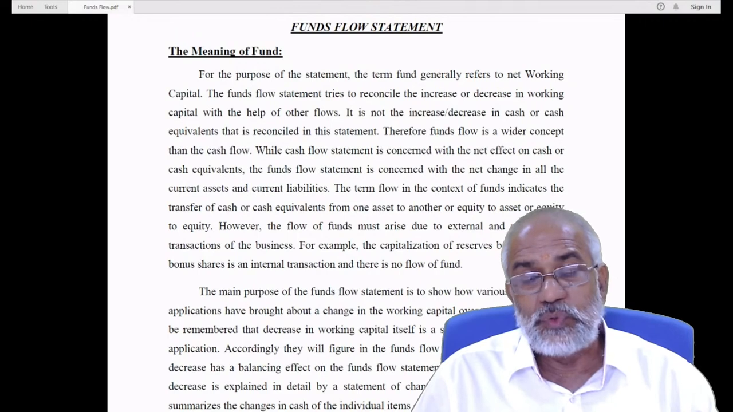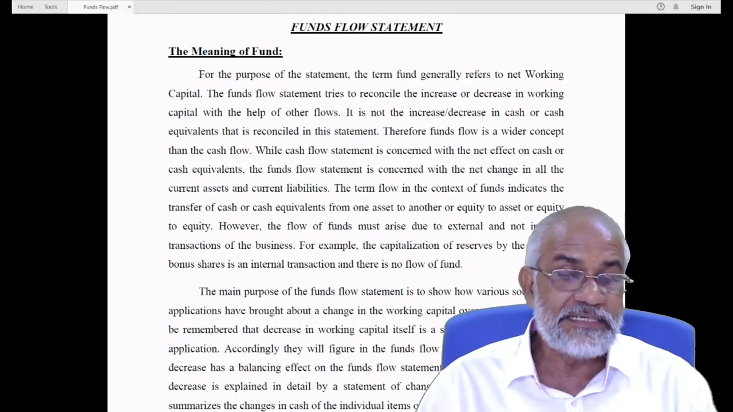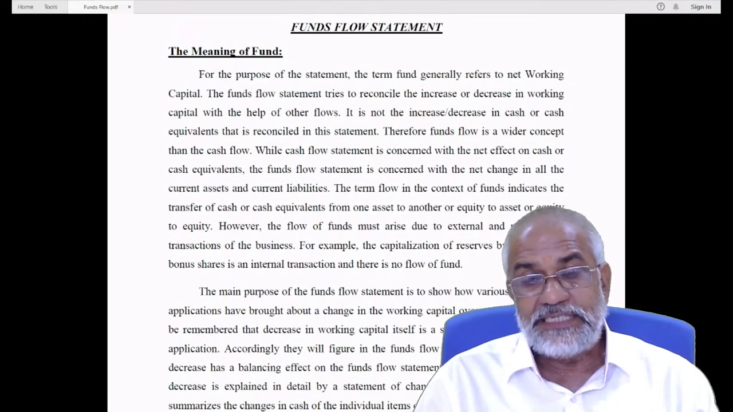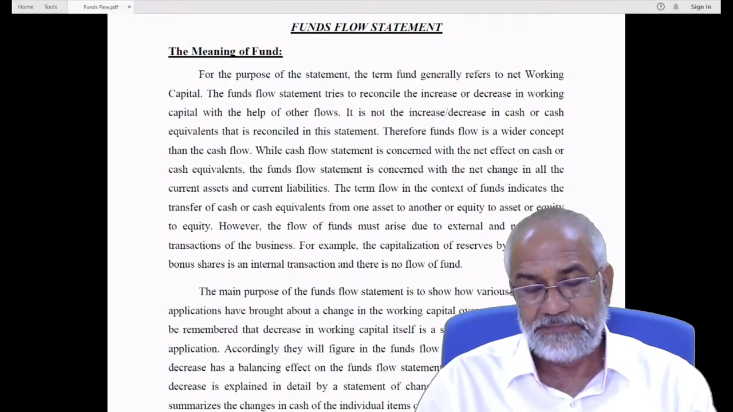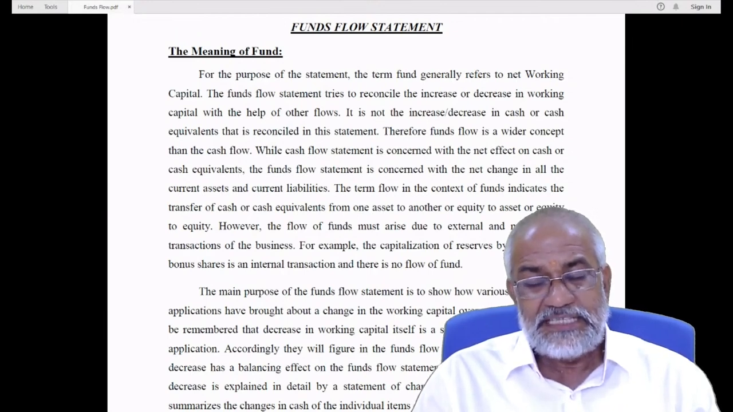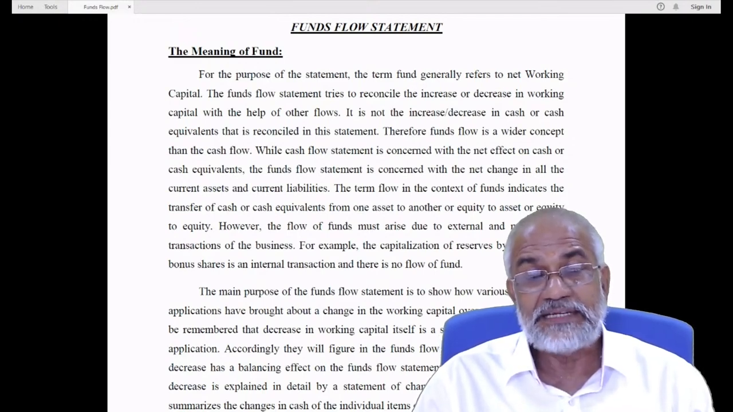Suppose the amount paid to sundry creditors, 3,000 rupees. When amount of 3,000 is paid to the sundry creditors, the entry would be what? The creditor's account will be debited and the cash account will be credited, because the cash goes out and the creditors are being paid. So when this transaction takes place, this will also not result into any flow of funds, because the fund position will remain intact. It will neither increase nor decrease.